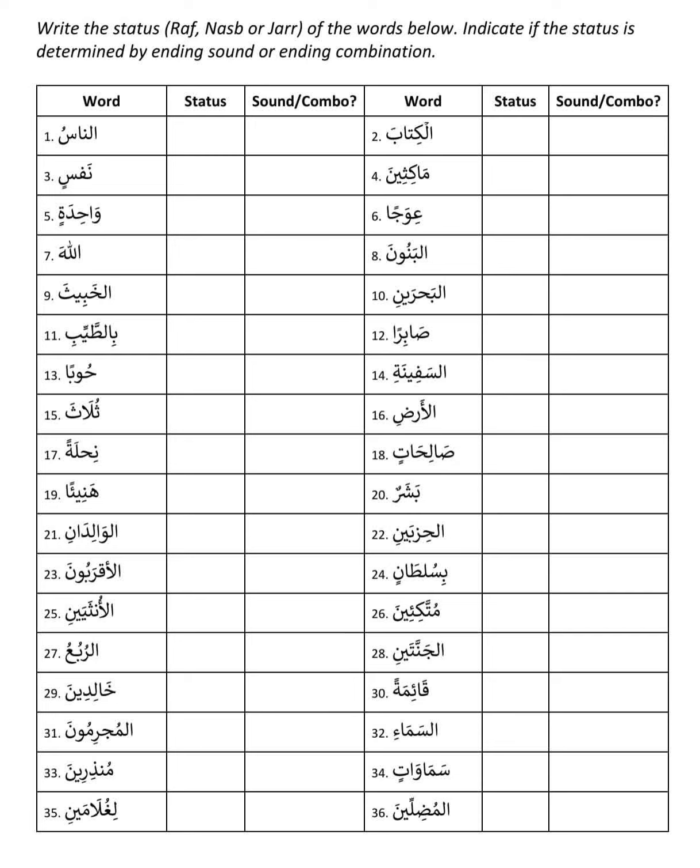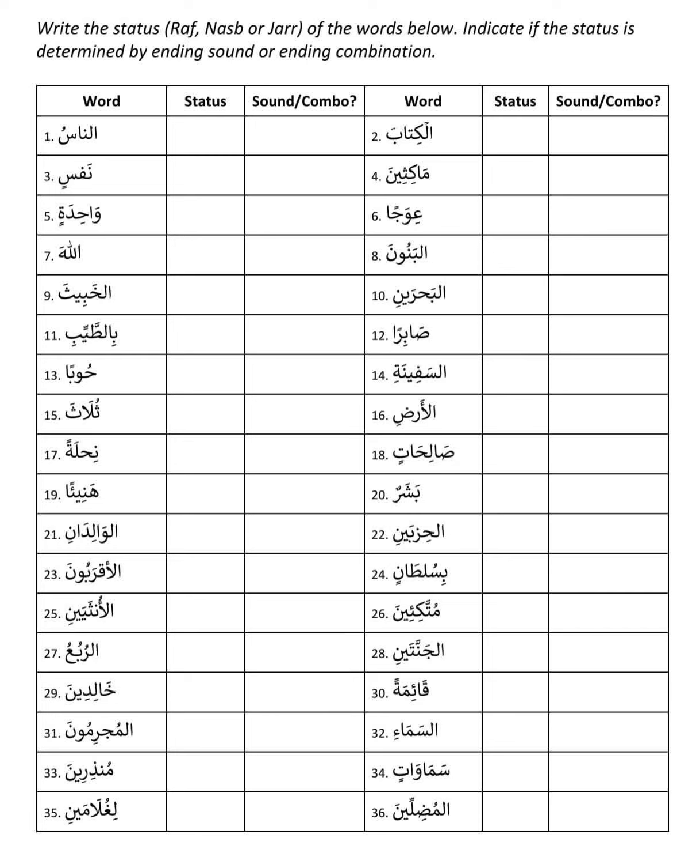Second one is Al Kitab. Kitab is also a sound and its status is Nasib, like Muslimun, Musliman. And Nafsin, like Muslimin, so it is Jar. And also it is a sound.